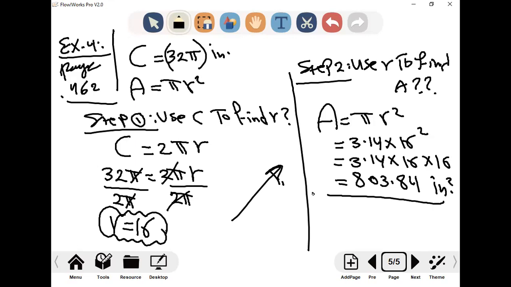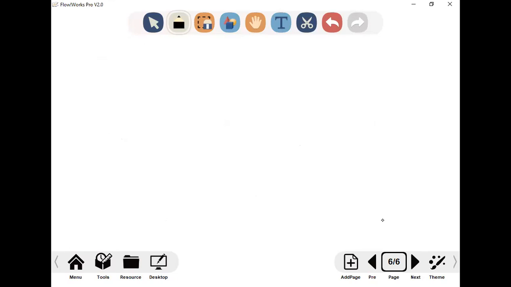Is this clear? We have a check after this example, and please write it by steps, okay? Check page 462. Write with me, please, guys. We have 6 minutes only.